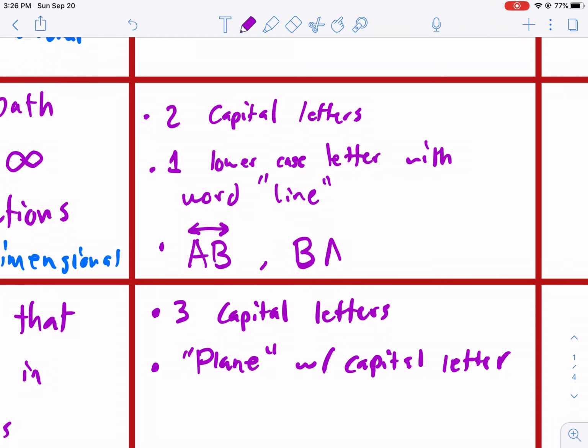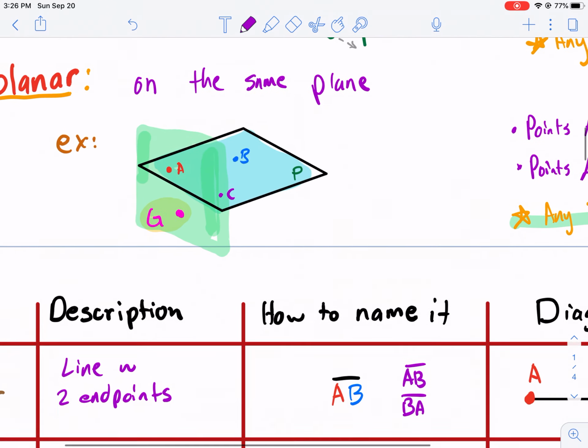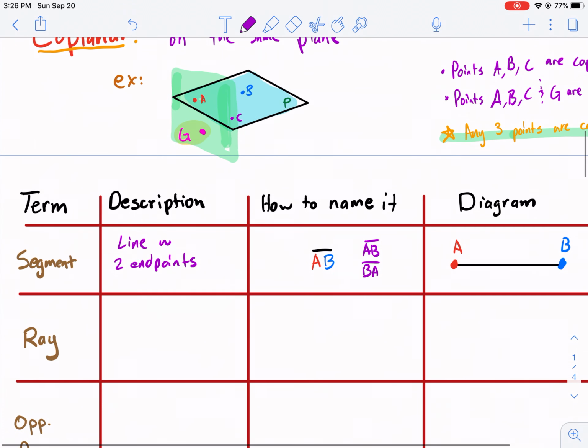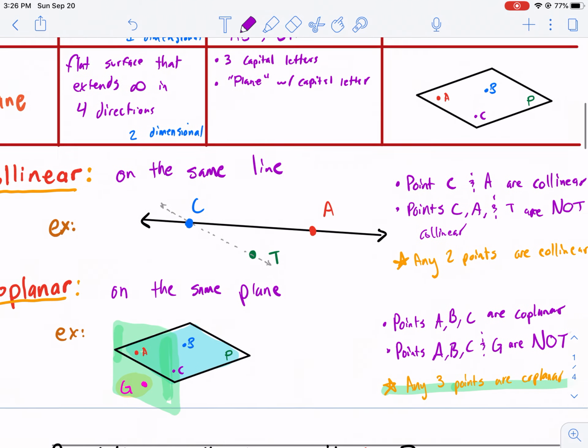The line on top indicates what type of line we're talking about. Is it a segment or is it a line? And notice how you can call it either one, BA or AB. It's reversible, okay? Because it's going to be the same thing no matter how you do it. Same thing with the line segment. You can call it AB or BA, okay?